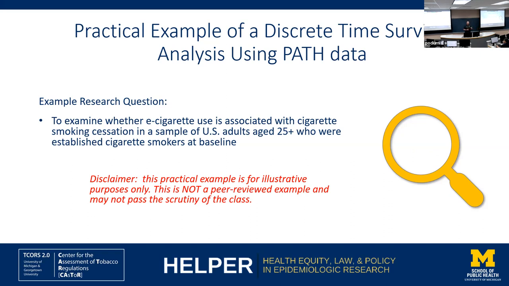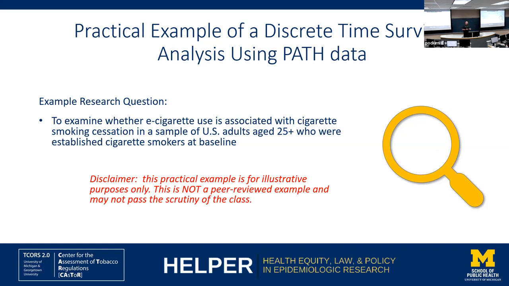And I'm not doing a lot of sensitivity analyses for this example, right? Because I'm gonna show you that e-cigarette use is associated with a greater odds or hazard of cessation at the next wave, but I've done nothing beyond that. This is just an example. I have the data. I'm lazy. If I used other examples in the public use file, I would have had to recode more. So it's meant for illustration purposes only.